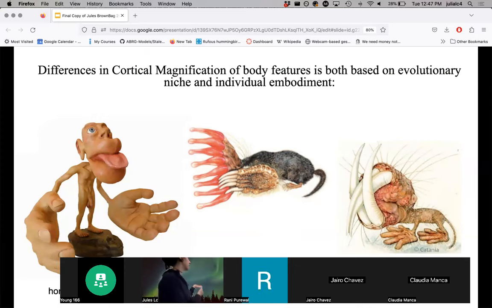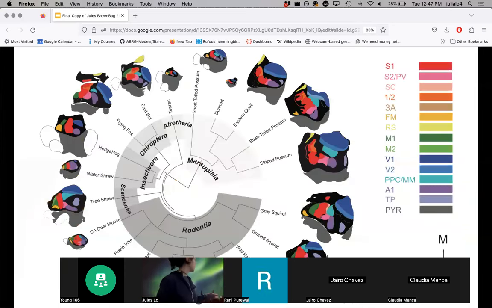So interestingly, this is an illustration of somatosensory expansion, and this is an image of the real data of the actual somatosensory cortex. So we can look at the red regions in all of these species, and they all represent different body features that are expanded in these different species.